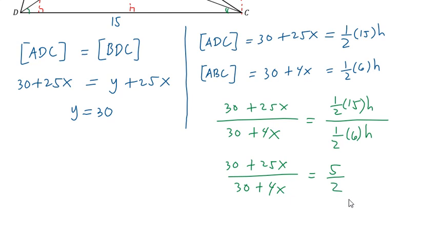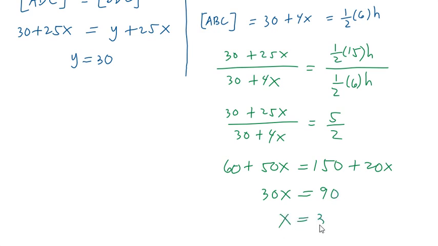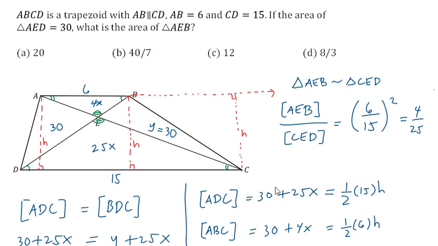Cross multiply, we get 60 plus 50x equals 150 plus 20x. So if we combine like terms, we get 30x equals 90. And if we divide both sides by 30, we get x equals 3. Now we can solve for the area of triangle AEB, which is represented by 4x. So the area is just 4 times 3, which is equal to 12, and that is letter C.